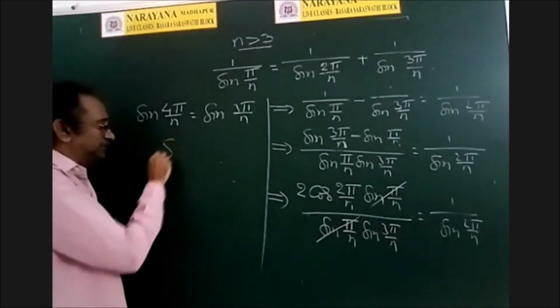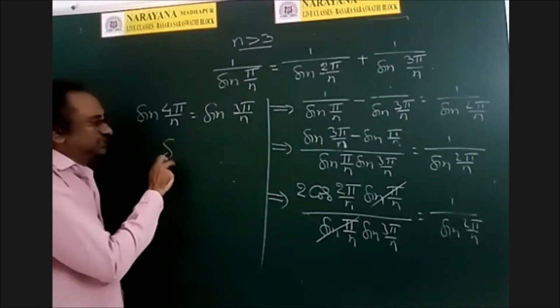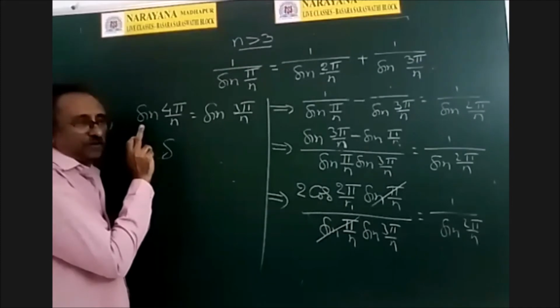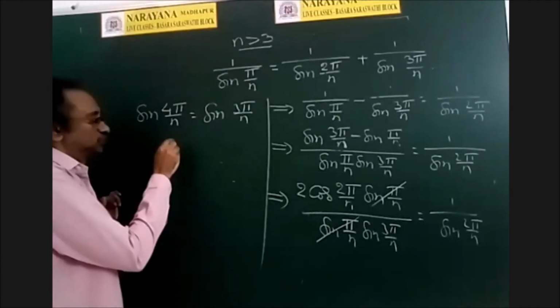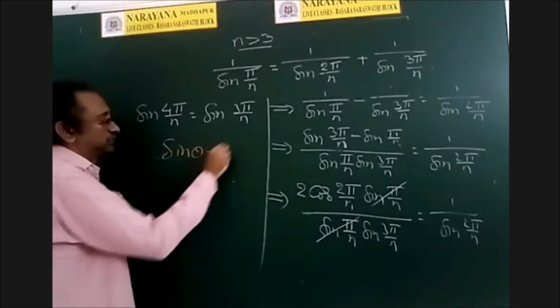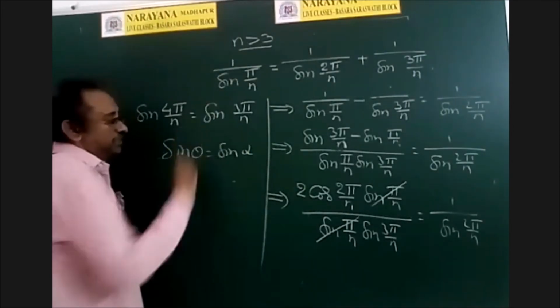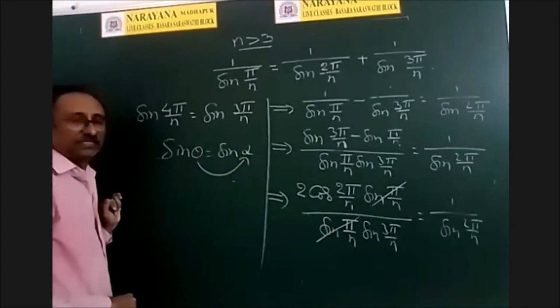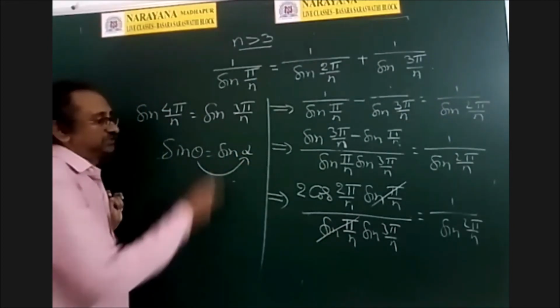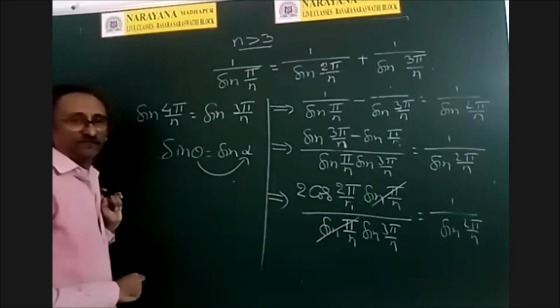See, this is the first problem of the next chapter actually. So sin theta is equal to sin alpha. That means theta need not be equal to alpha. There are infinitely many solutions. One of the solutions may be alpha, that's all.